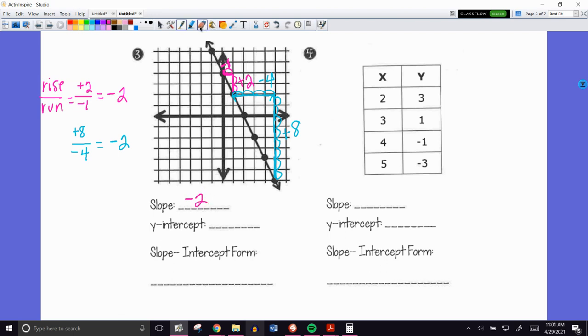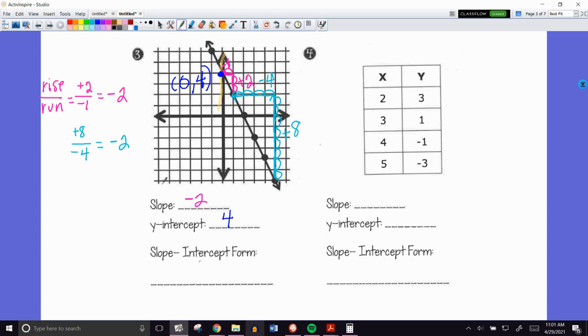And when I find my y-intercept, I'm going to see where this graph crosses the y-axis. And I can see here, it's going to cross exactly on this point. And that would be the coordinate 0, 1, 2, 3, 4. So my y-intercept would be 4.